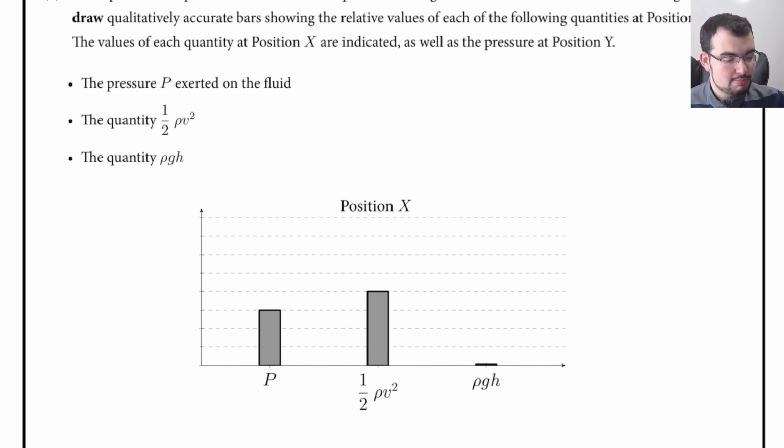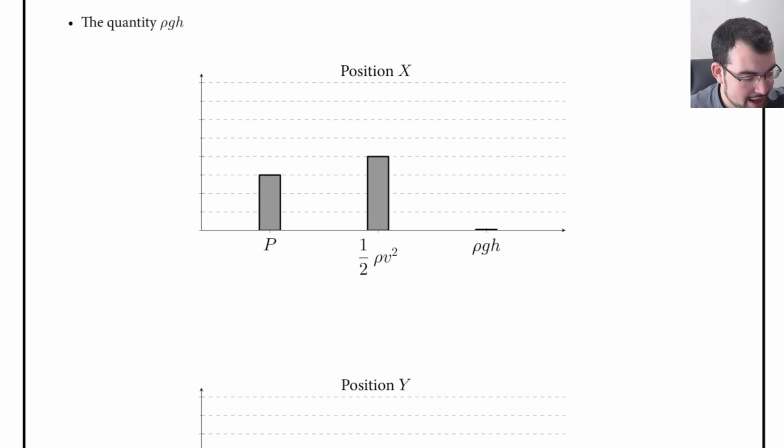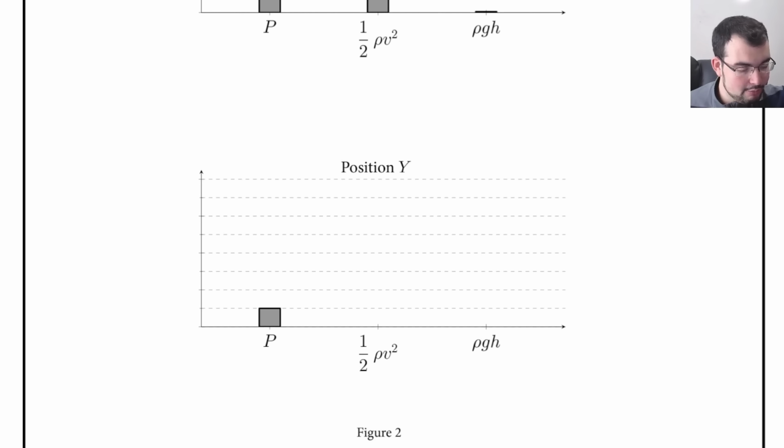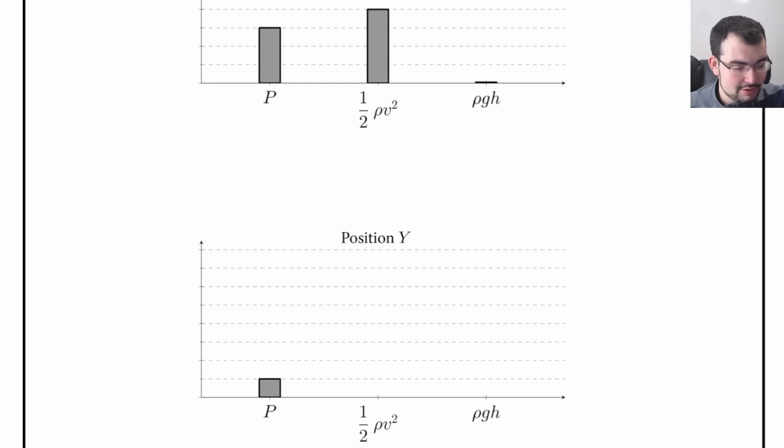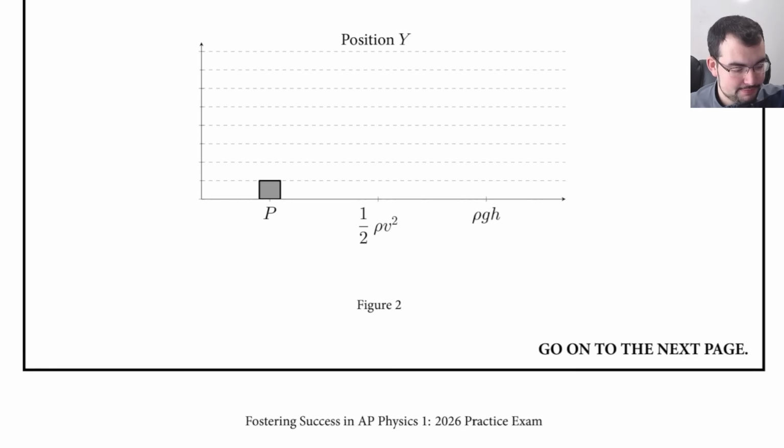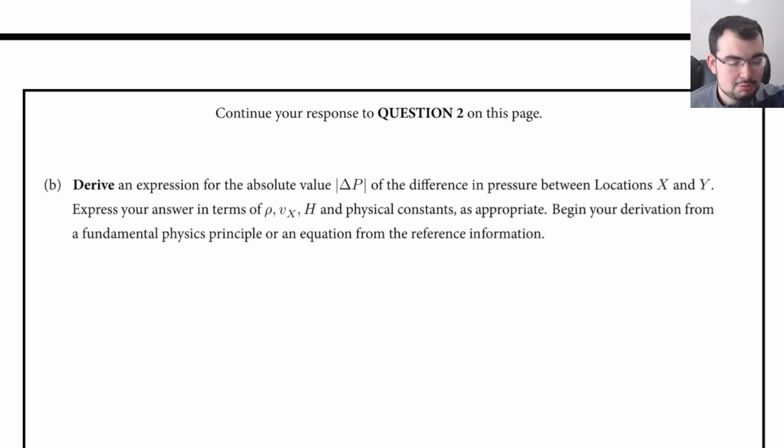Now, I chose a bar chart that's kind of interesting here. This is not an energy bar chart. This is what we call a Bernoulli bar chart, because it's not quite energy. It's really these pressure terms. So I give you the filled out quantities at position X, and I partially fill it out for you at Y. And we're just asked to create a possible bar chart. Then we have to derive an expression of the pressure differential between X and Y. So what's the difference in pressure between those?